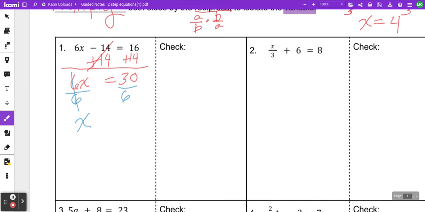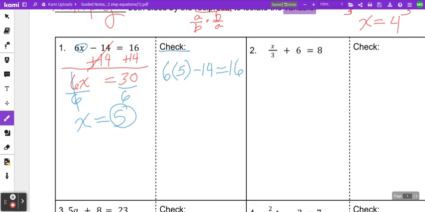So then 30 divided by 6 is 5. Now we can always check our work. And how do we check our work? We replace the variable with our solution. So 6 instead of x, I'm going to put a 5. So 6 times 5 minus 14. Does that equal 16? That's what we want to know.